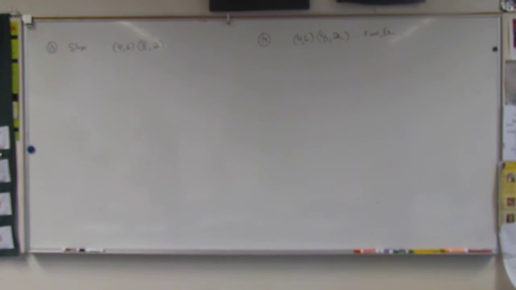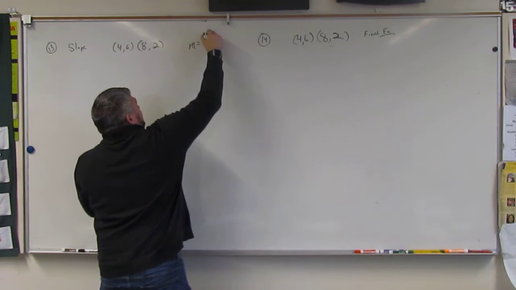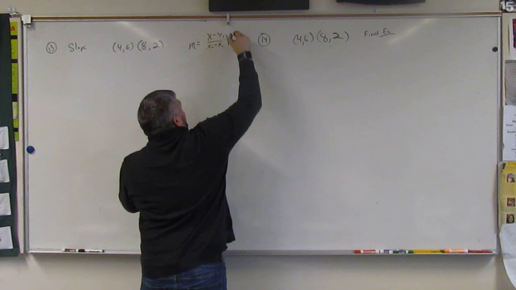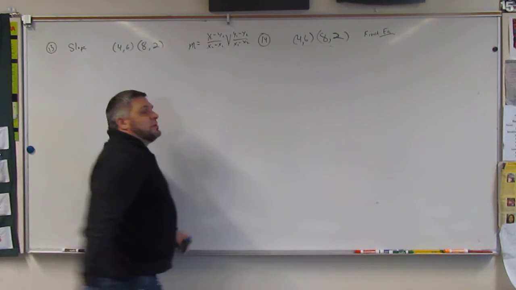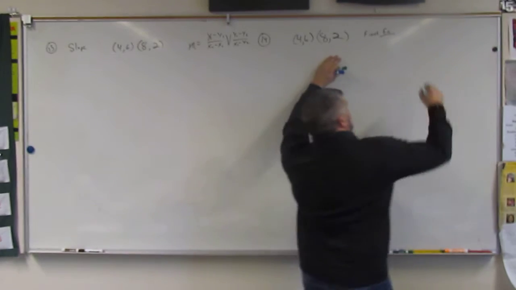All right, finding the slope. There's a formula, right? The formula is m is equal to y sub 2 minus y sub 1 over x sub 2 minus x sub 1, or y sub 1 minus y sub 2 over x sub 1 minus x sub 2. Okay? That's slope.